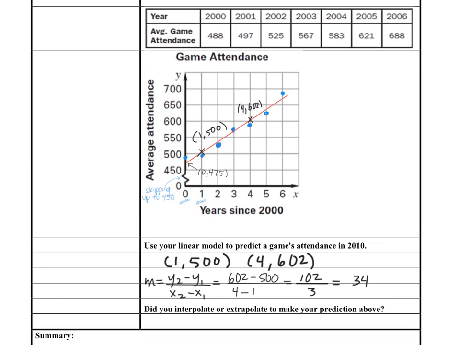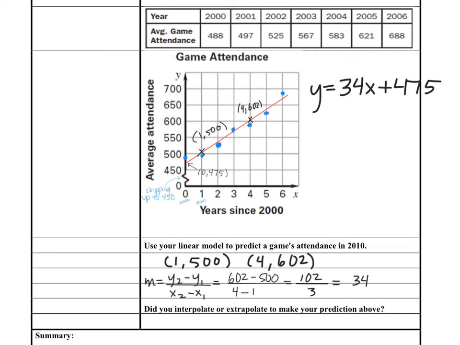So really I should have done this probably up above because that says predict a game's attendance in 2010. So I might have to move that work. But so we've got y is equal to 34x plus 475. It starts at 475 and goes up 34 people per year.